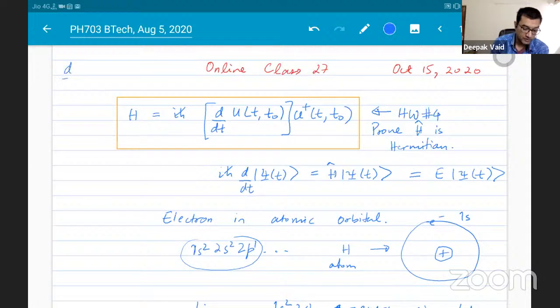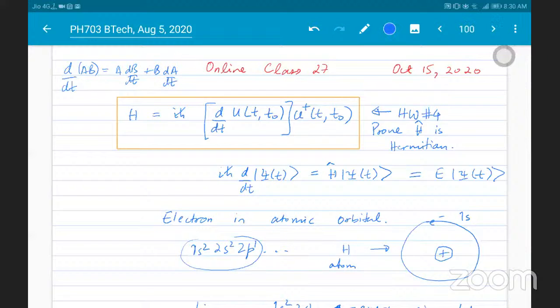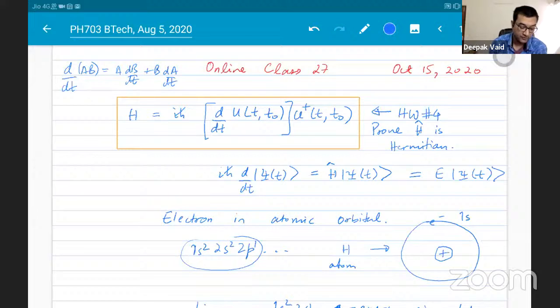What is Leibniz rule? For the derivative of two things, d(AB) by dt is equal to A dB by dt plus B dA by dt. You have to use this, along with, you have to take the Hermitian conjugate of H, and then you have to use this. So I won't tell you more than that.